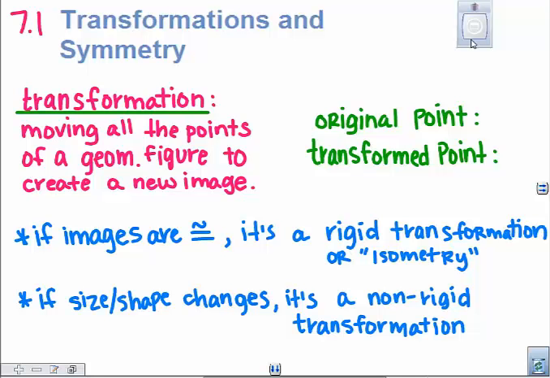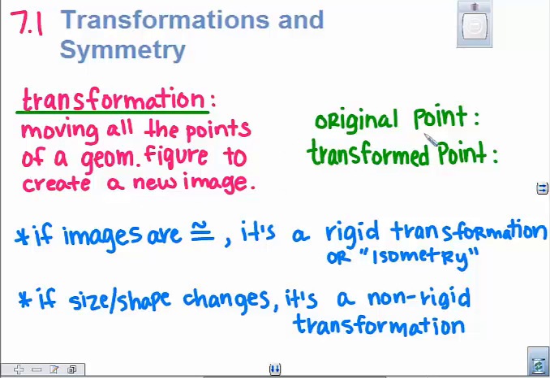So a transformation is just moving all of the points of a geometric figure to create a new image. You're shifting it or reflecting it or rotating it, and we'll talk more specifically about what those different transformations look like. You also need to know how we represent that.